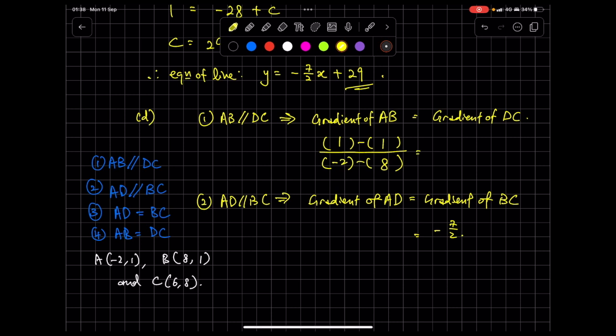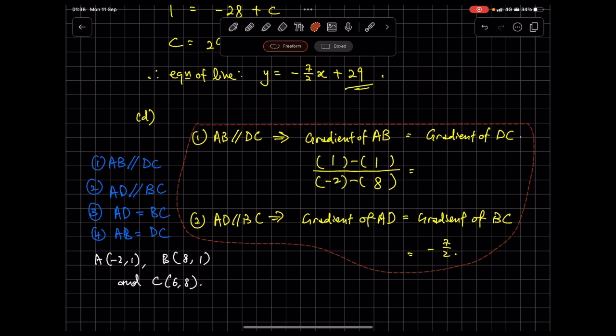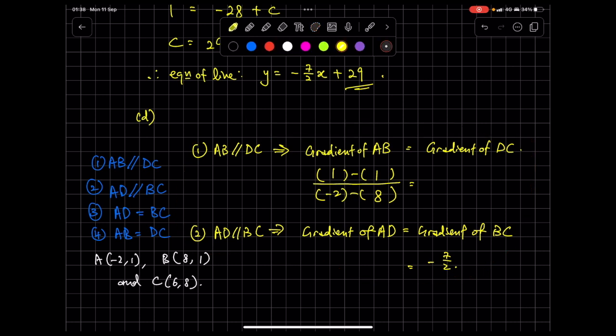Gradient of DC. Well, we don't know what the coordinates of D are. That's exactly what we're trying to find. So what I'm going to do is I'm going to actually, forgot to write this down, but I'm going to actually write let coordinates of D be x, y. So I'm going to say that we let it be x, y, and what we want to do is want to find what is x, what is y, right?